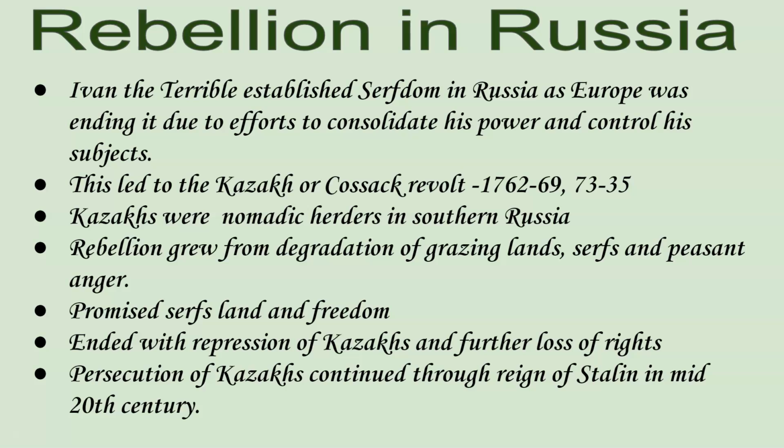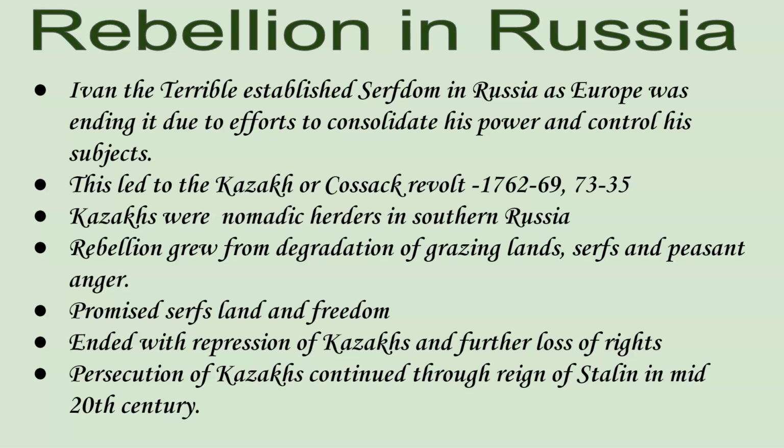One of those territories they move into is the Kazakh territory. Kazakhs are also known as, and it's often spelled, Cossack. Same people. The Kazakhs are nomadic herders in southern Russia. They still exist today, though not really as a herding people, at least not to any great extent. The rebellion grows from the degradation of the grazing land, the taking of the grazing lands by the Russian government, but also the degradation of the serfs and their continued oppression, and from peasant anger, people who aren't serfs getting angry because the Russians are trying to Russify this area, pushing Russian people into this territory. The revolts promised the serfs land and freedom, and that they were going to expel the Russians.